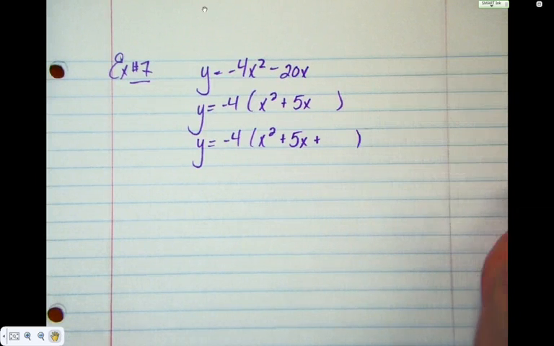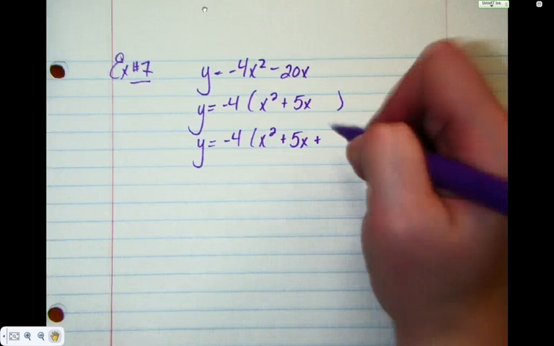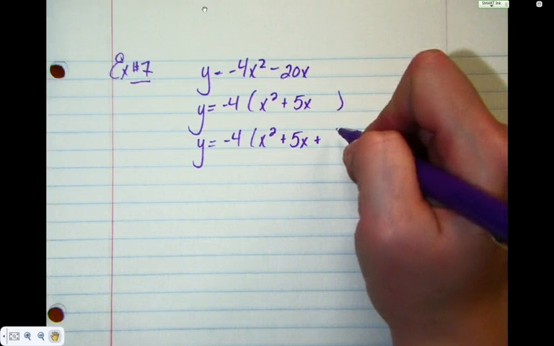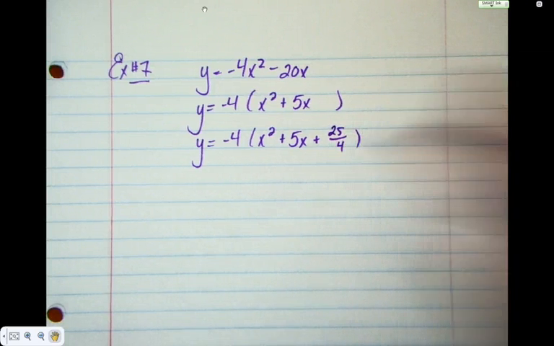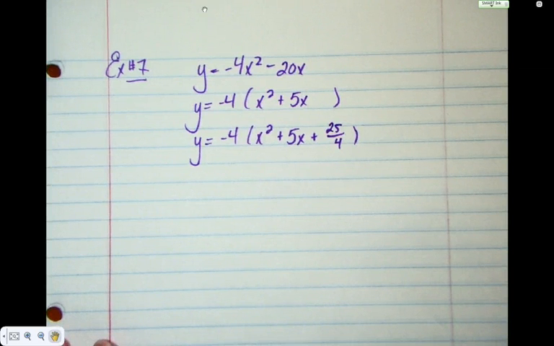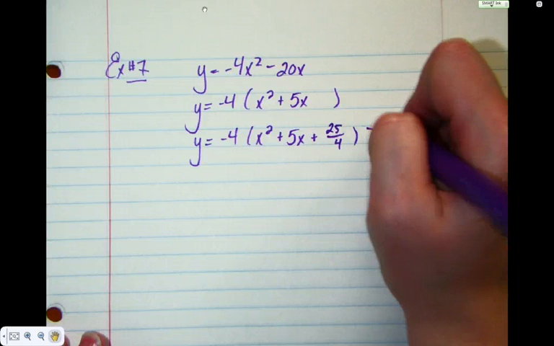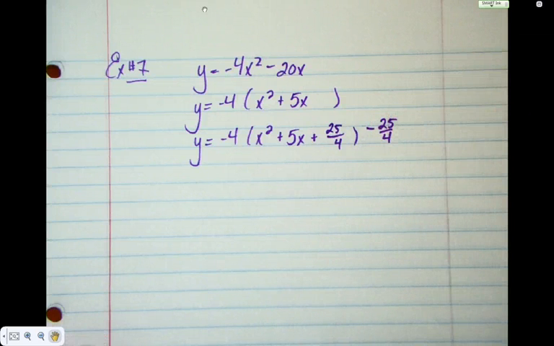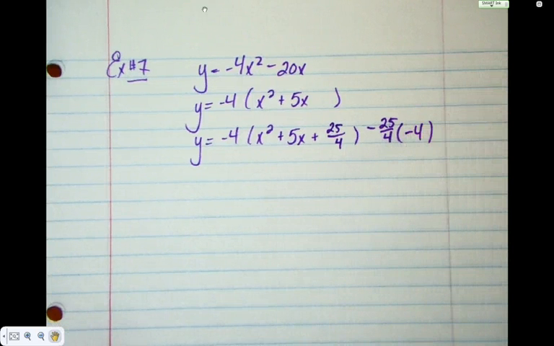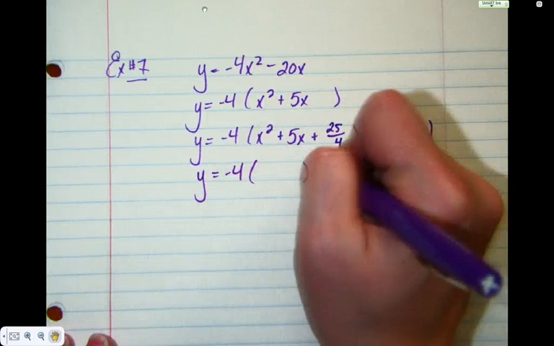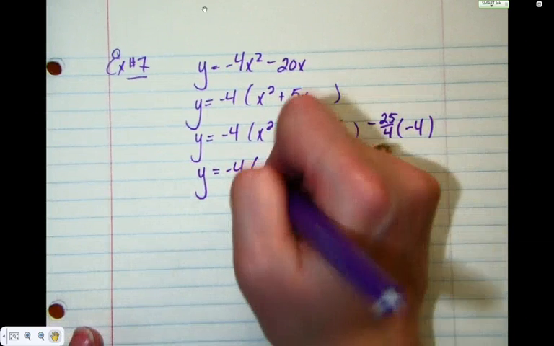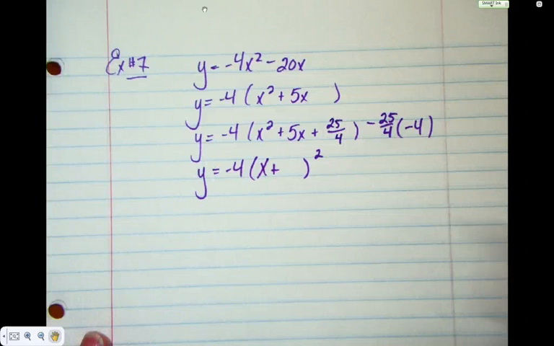It's like you've forgotten everything now that you've touched your calculator. 5 squared, 25. And 2 squared, 4. Okay. We're just doing it for fun. Come on, fractions are fun. Minus 25 on 4, except we have to multiply by -4. Okay, going down to our binomial squared, we're going to have x plus 5 over 2.